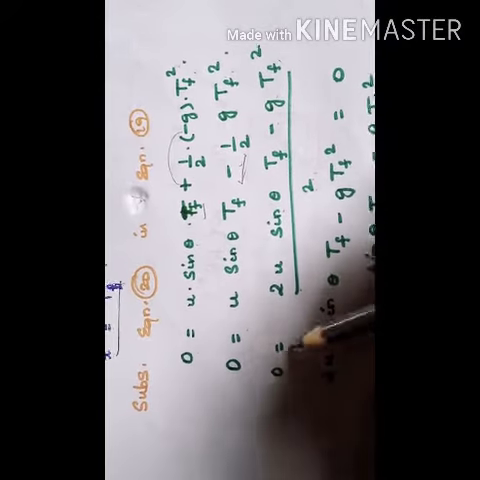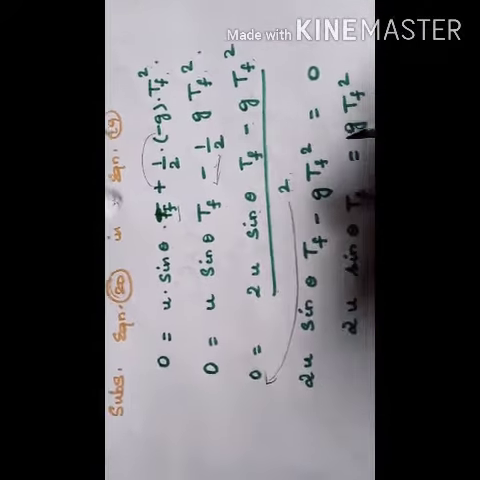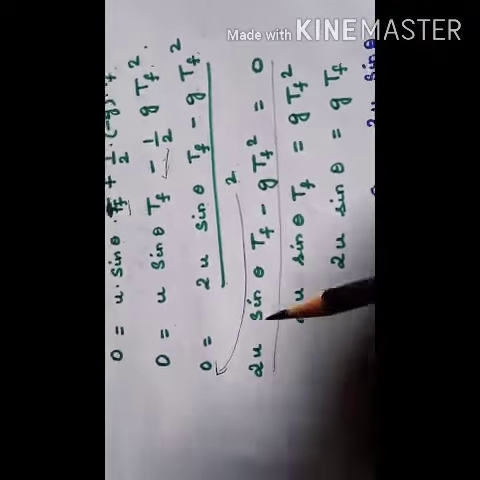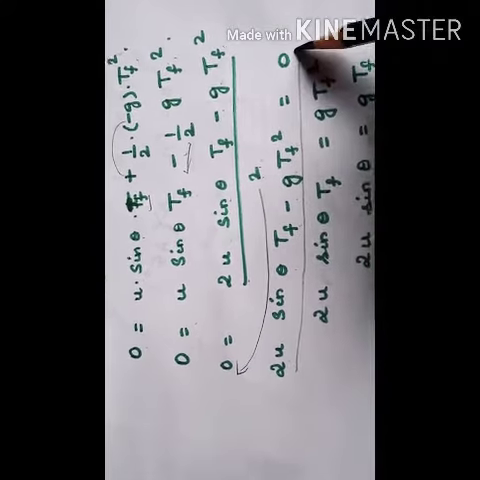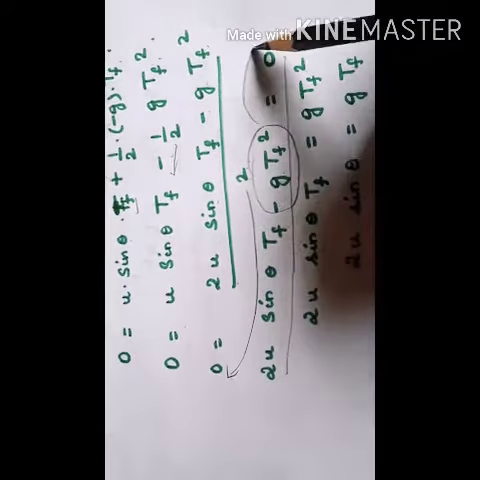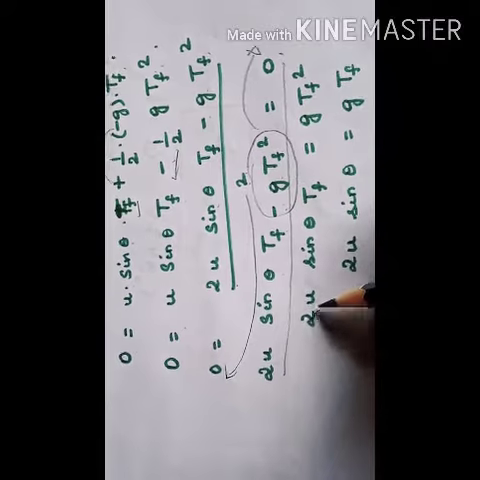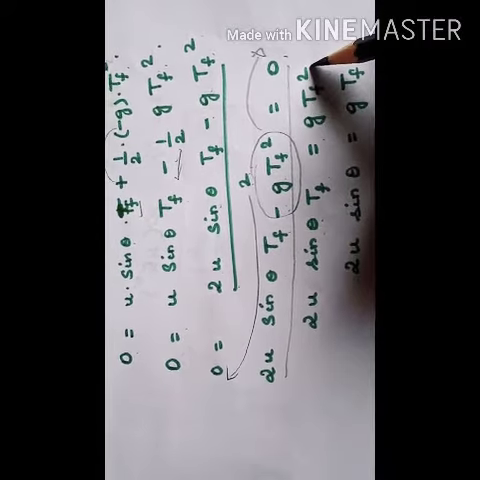Now the denominator 2 here below, when it is cross multiplied, definitely it will be equal to 0. So after that this equation will be changed into like this, which means 2u sin theta tf minus g tf square is equal to 0. Okay, now this minus g tf square will be moved on to the other side. So the sign will be changed. Then 2u sin theta tf is equal to g tf square.